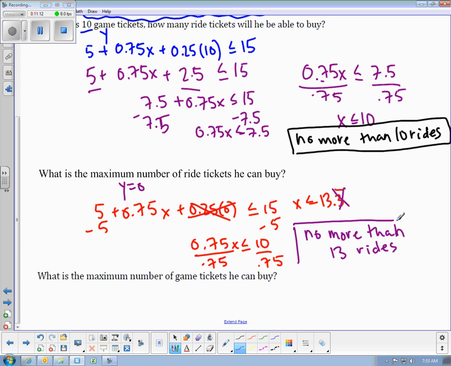So then in the last part, now it's asking you what's the maximum number of game tickets that he can buy. So in this case, that means that x is going to be equal to 0. So I'm going to go ahead and stop our video at that point. I want you to figure out this last part. What's the maximum number of game tickets that Manny can buy?